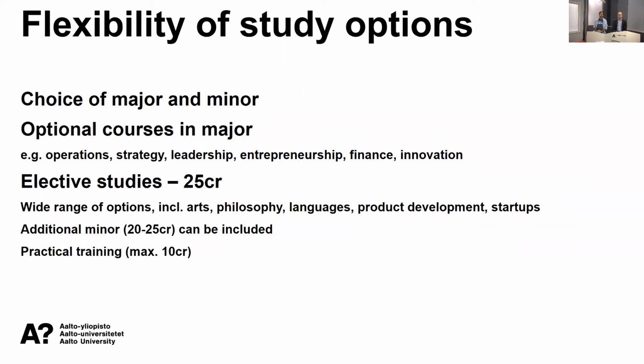And then elective studies, 25 credits. That's almost 1/4 of the degree. These are studies, courses that you can select yourself. There's a long list of topics, a variety of courses that you can take. So in Aalto University, there are a lot of courses on offer. You can take courses in arts, philosophy, languages, product development, startups. So there's an almost endless list of options. You can also take an additional minor, so a whole entity of 20 to 25 credits. And you can also include practical training into the elective studies.